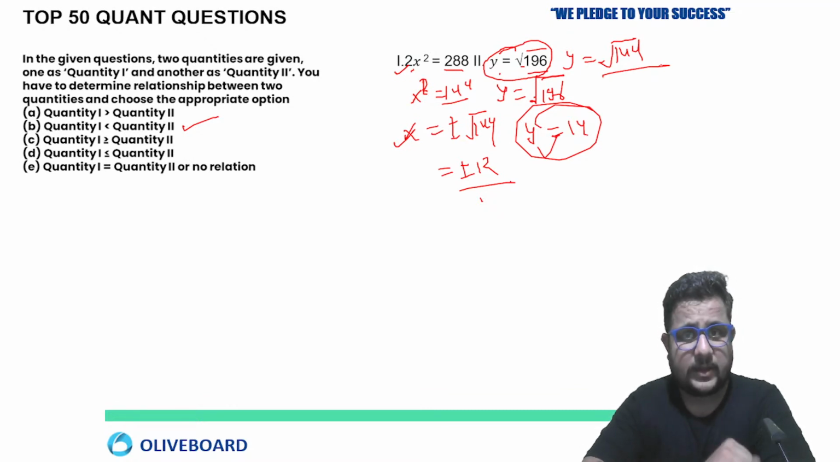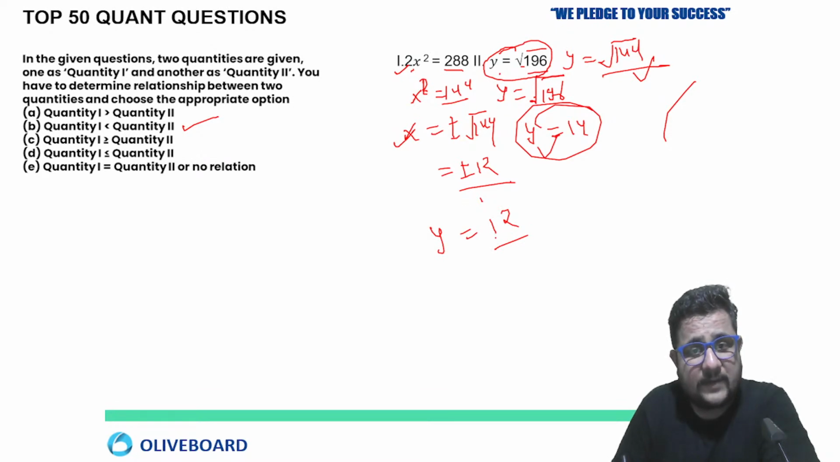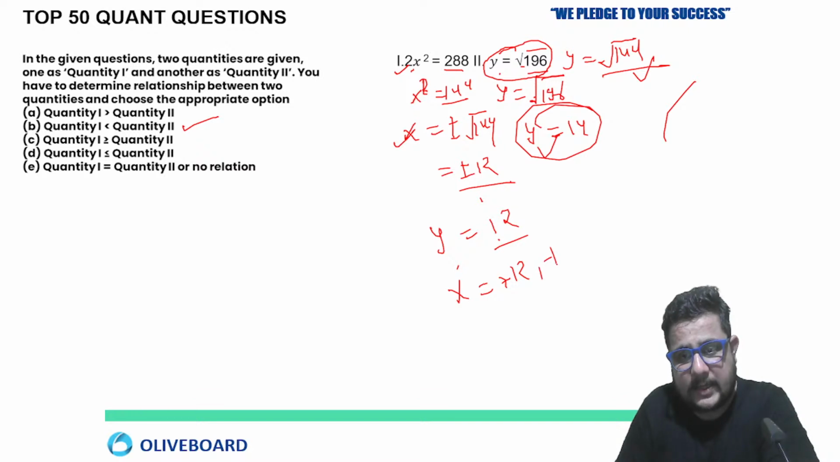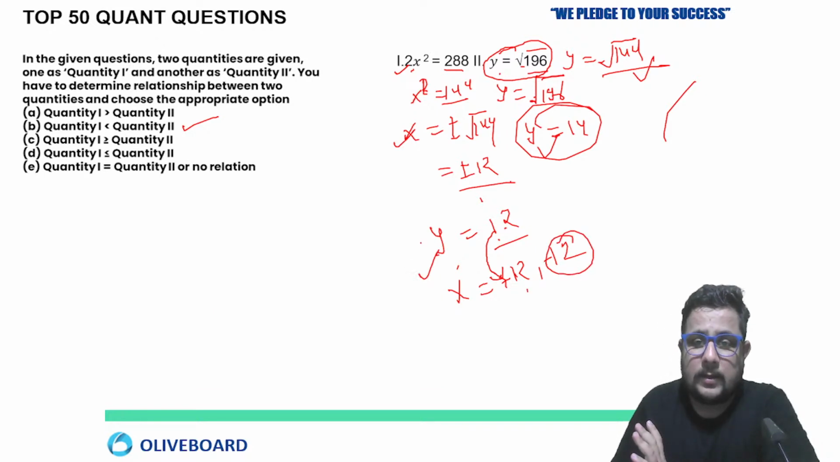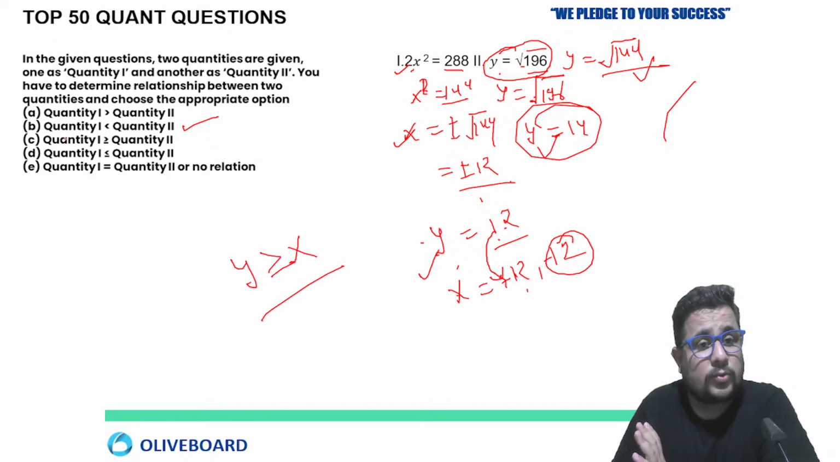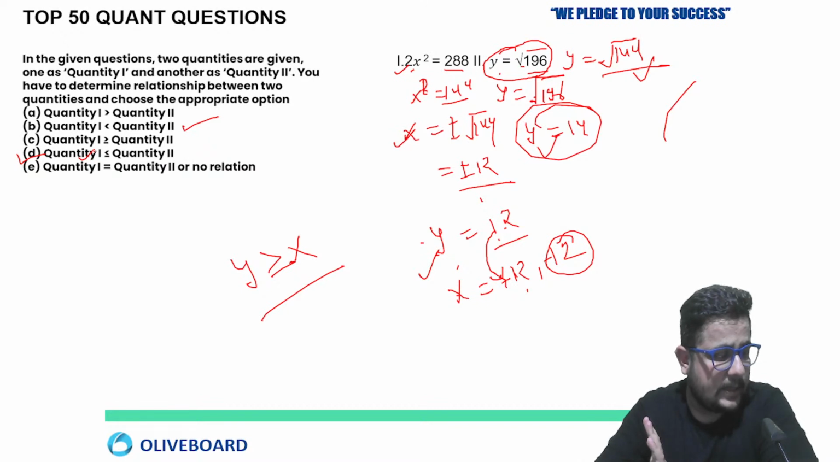D. Okay. So if you will see here, y will be 12 in this situation. If y is 12, then x is plus 12 and minus 12. So x is equal to y for plus 12. But for minus 12, when we compare, y is greater. So the answer is going to be y is greater than or equal to x, meaning quantity 2 is equal to or greater than quantity 1. Clear? Very good, Priya, Niranjan.